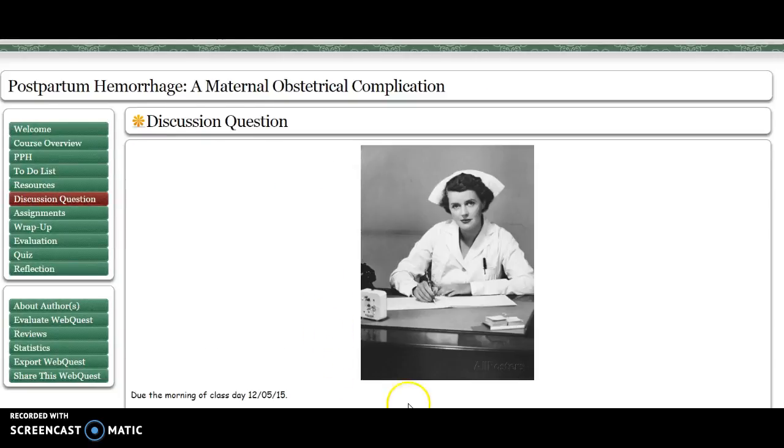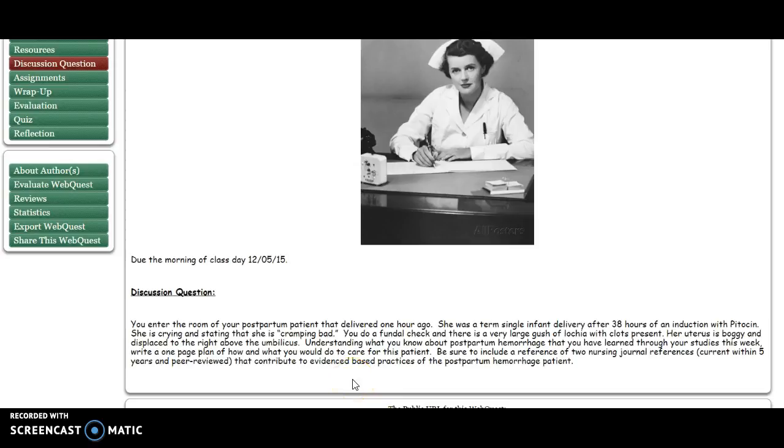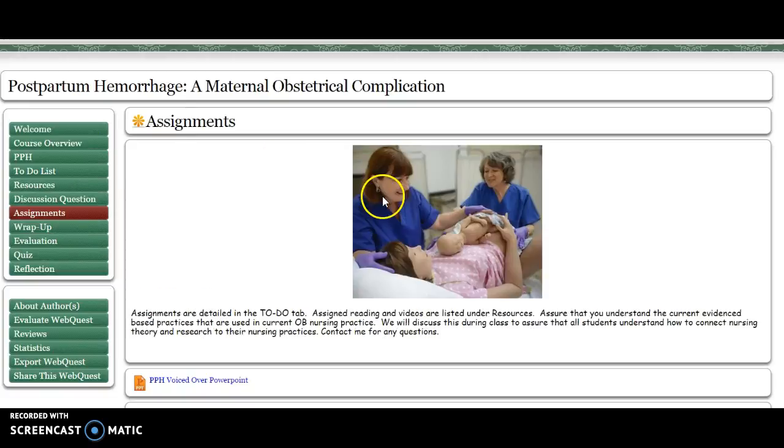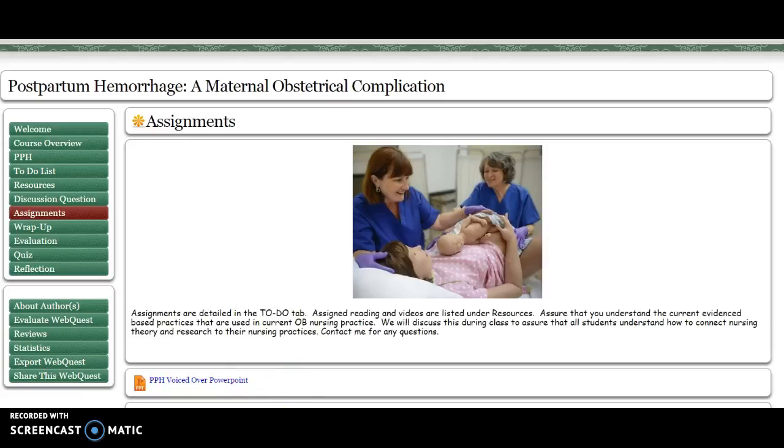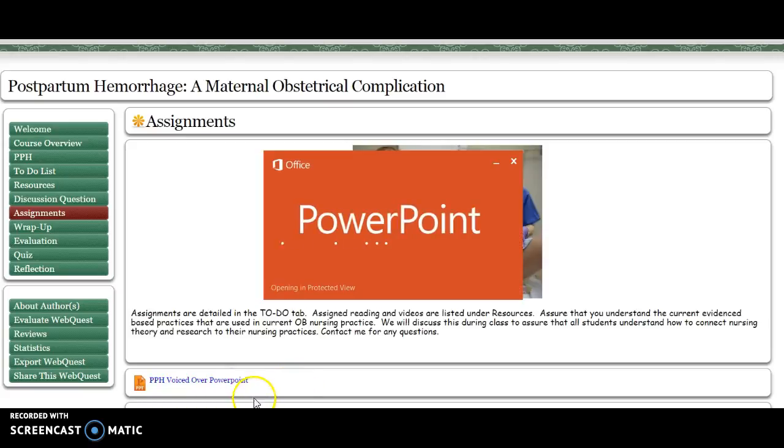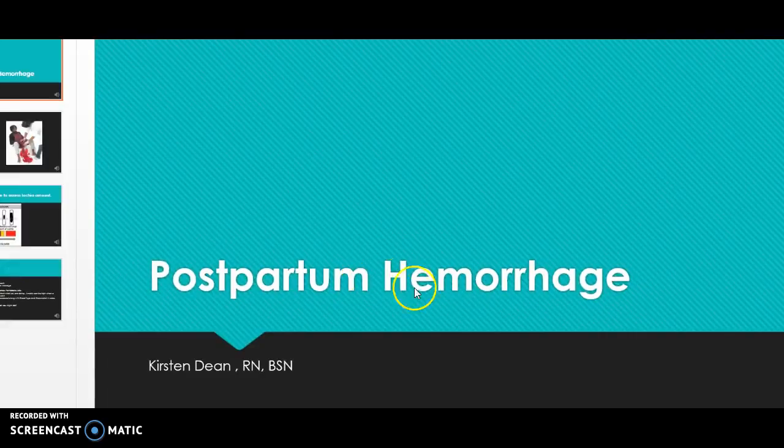In your discussion question, which is more like a case study, it's a very good question. And it gives learners an opportunity to reflect on what they might do with this new knowledge. In your assignments section, again, very nice graphic. And your use of the VoiceOver PowerPoint also demonstrates the focus on the topic question of postpartum hemorrhage.